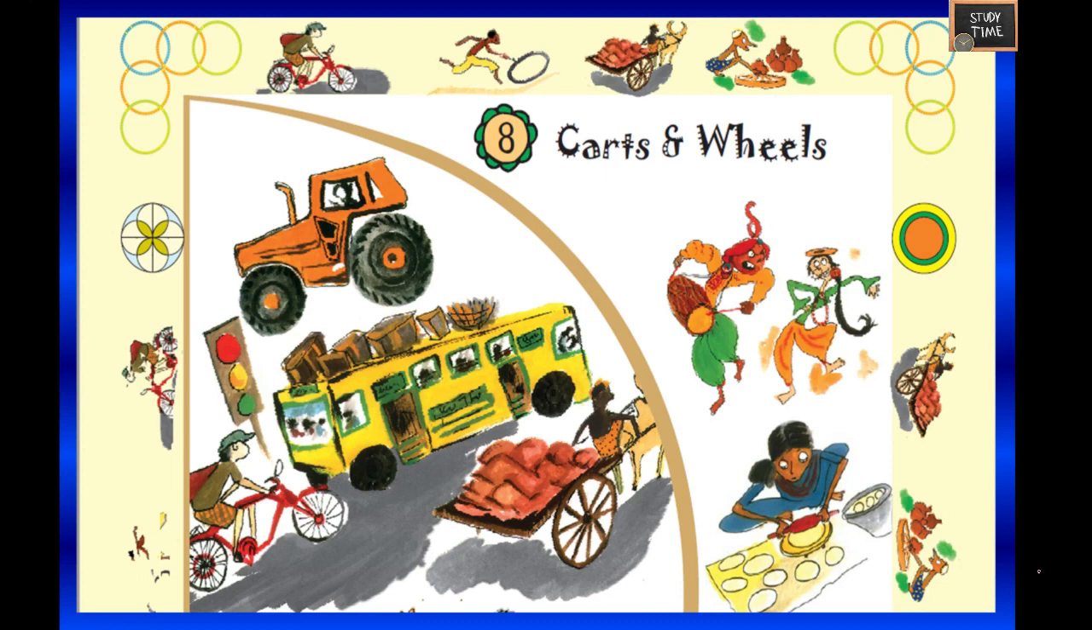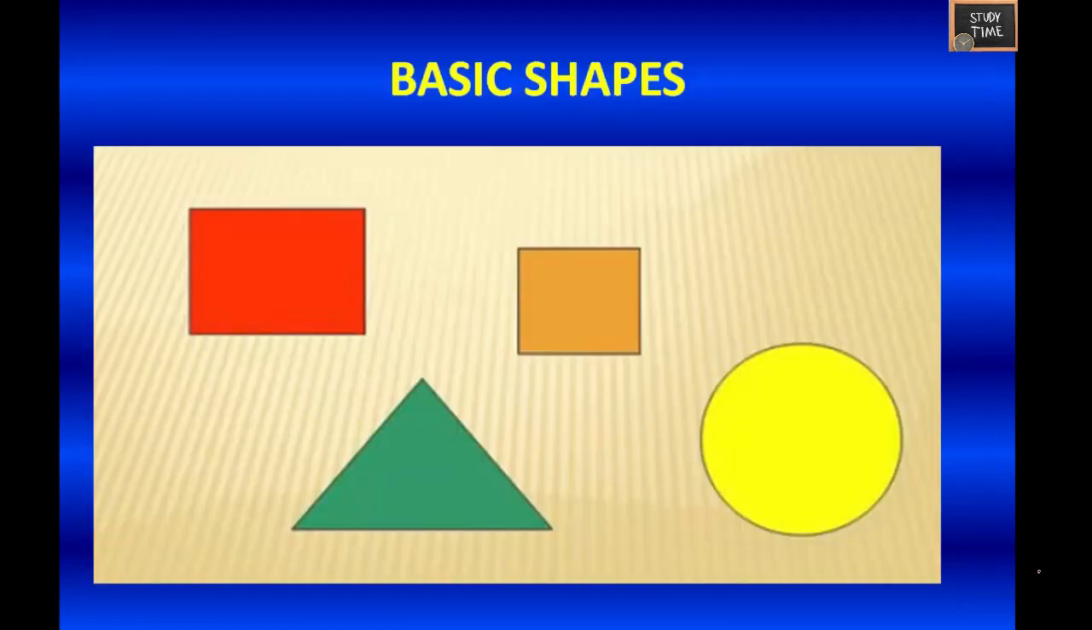Carts and Wheels. We all know that the basic shapes are rectangle, square, triangle, circle. In this chapter we are going to see the circle in particular. That's why the chapter name is Carts and Wheels. We are going to see about the circle in this chapter.